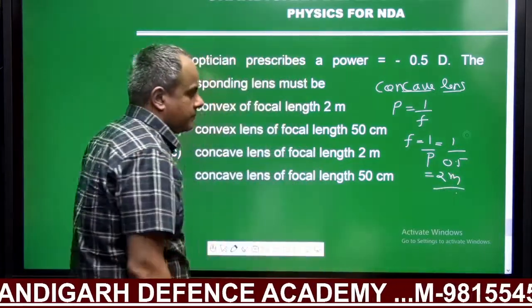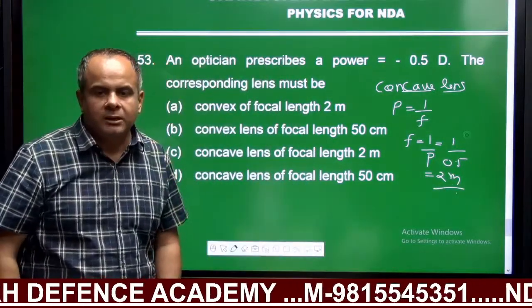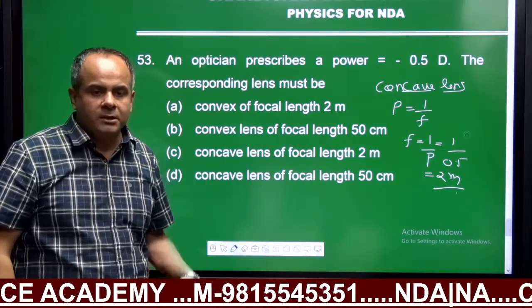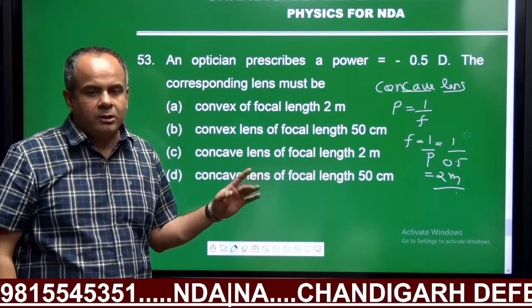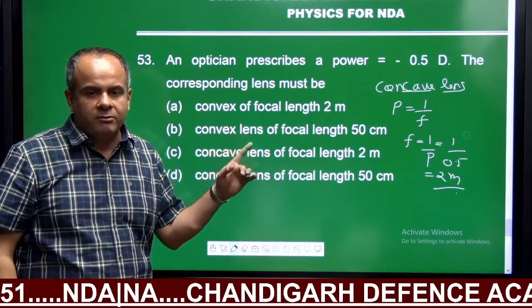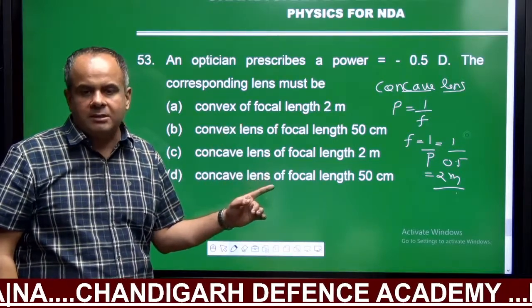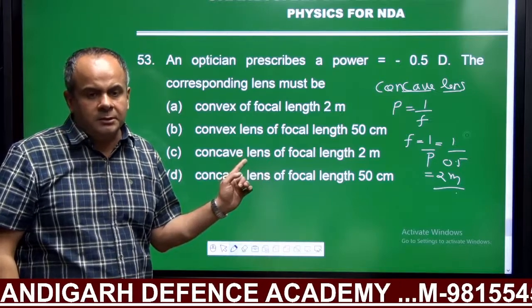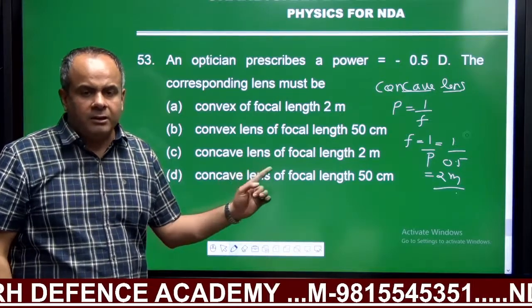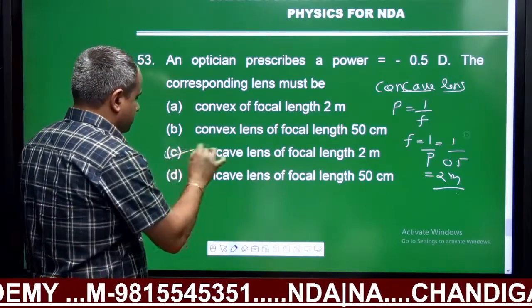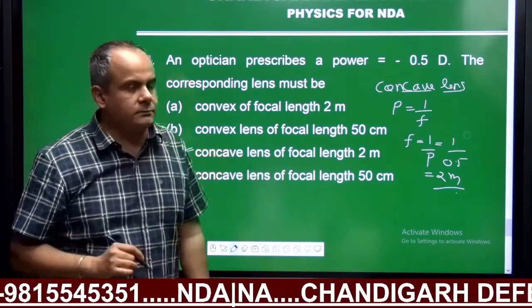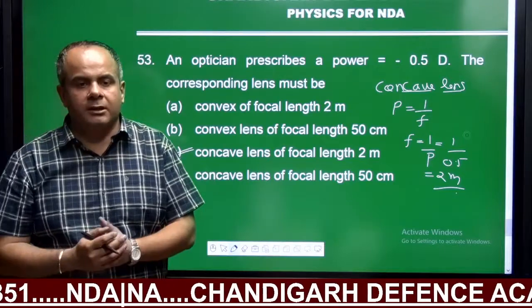Focal length, how much focal length do you get? 2 meters. Now that means it is a concave lens. It is a concave lens of focal length 2 meter. Which choice is fitting in? I think C is fitting in. Concave lens of focal length, sorry for that, 2 centimeter. Okay. So we are getting a concave lens of focal length 2 centimeter.